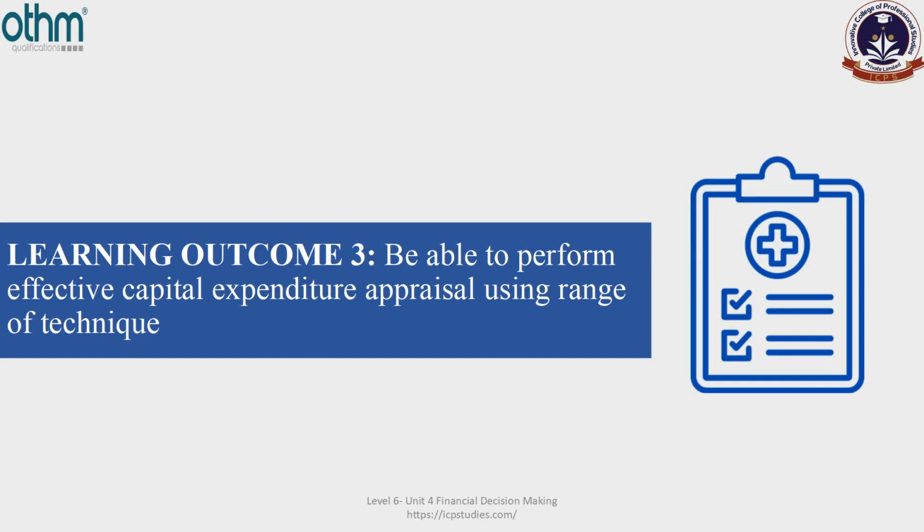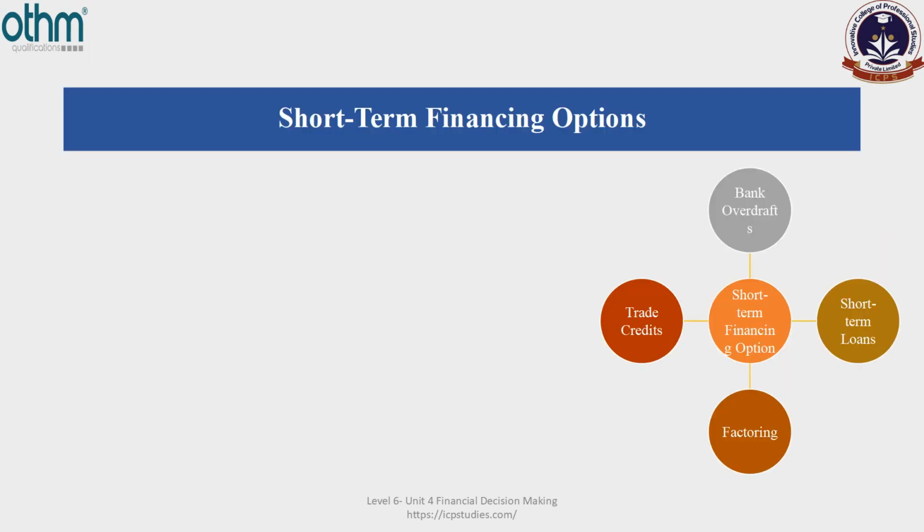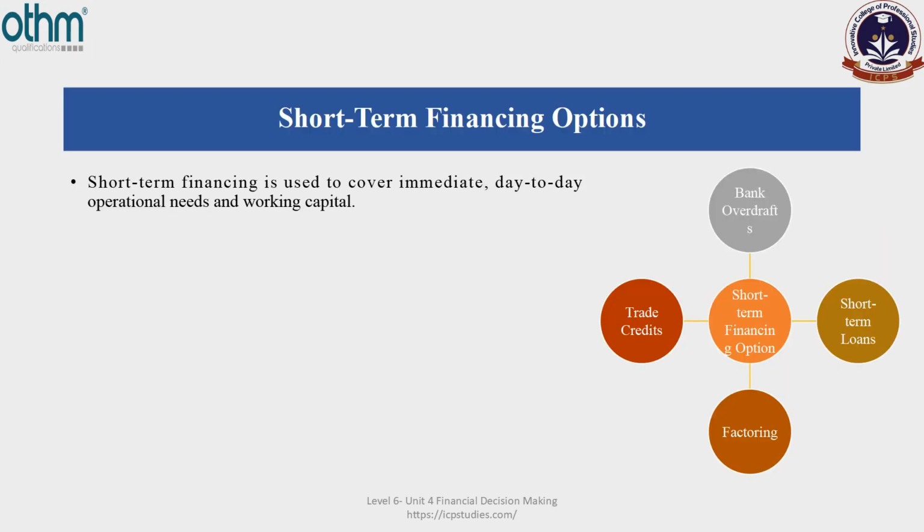Now we have the third learning outcome, in which we would be able to perform effective capital expenditure appraisal using a range of techniques. So we have the first assessment criteria, in which we appraise the different sources of short-term and long-term finances for business. So we have different types of short-term financing options.